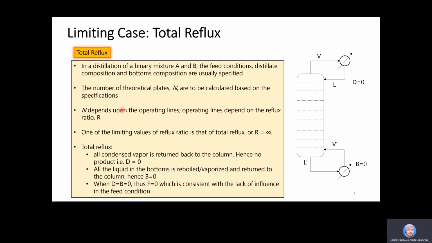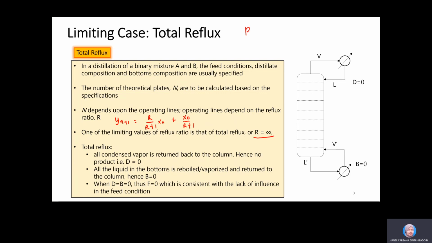So this number of plates N depends on the operating lines, and the operating line depends on the reflux ratio R, because if you recall, the operating line equation is y_{n+1} equals R over R plus 1 x_n plus x_D over R plus 1. Since N depends on the operating lines and the operating line depends on the reflux ratio, the reflux ratio has a lot of influence; it is a determining factor for the number of plates. So we need to know the limiting values of the reflux ratio that we can operate with. One of the limiting values of reflux ratio is the total reflux, i.e. when R equals infinity.